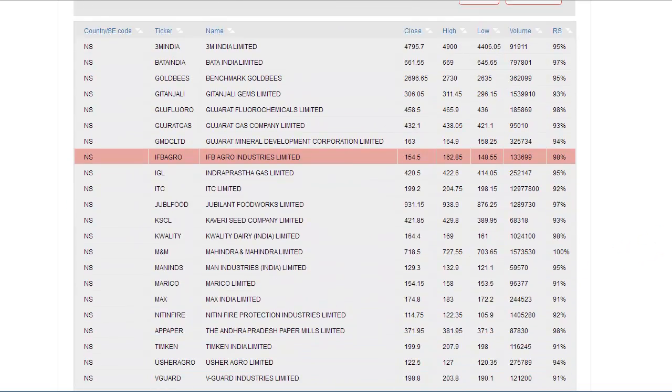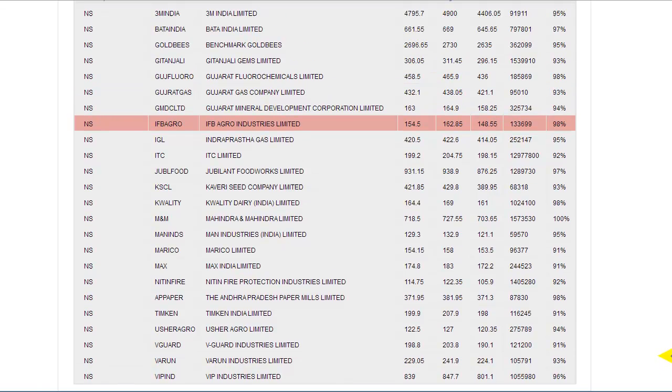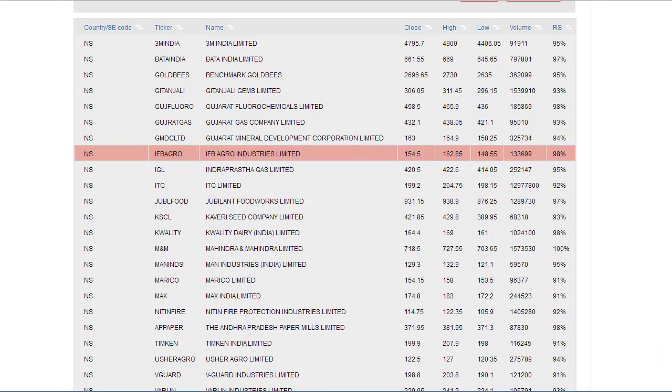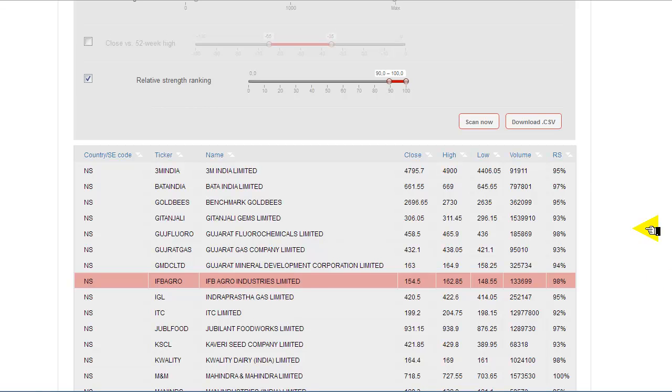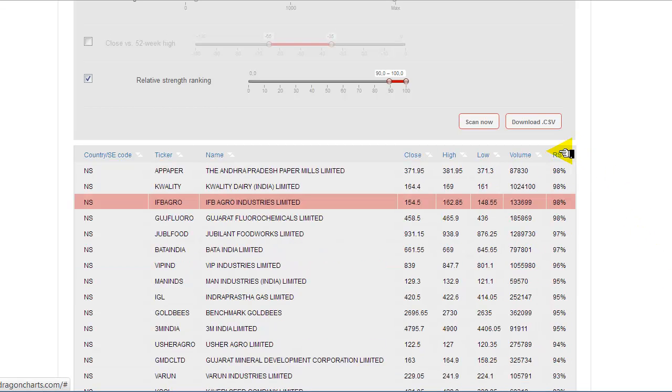And we can see we get a list here of about 25 stocks with a high relative strength ranking. And then I like to sort them by clicking on the column header here. We'll sort them by the highest relative strength ranking down to the lowest. And we'll start by clicking on the first stock.